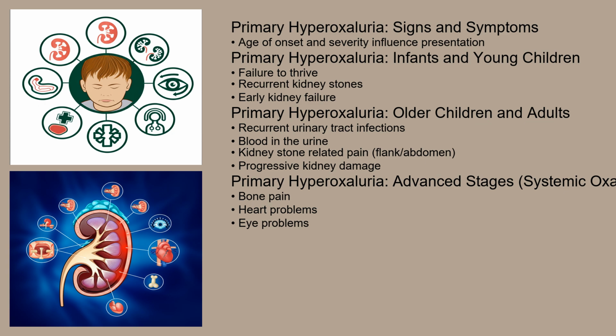The signs and symptoms of primary hyperoxaluria can vary depending on the age of onset and the severity of the condition. In infants and young children, it can present with failure to thrive, recurrent kidney stones, and early kidney failure. Older children and adults may experience recurrent urinary tract infections, blood in the urine, pain in the flanks or abdomen associated with kidney stones, and progressive kidney damage. In advanced stages, symptoms related to systemic oxalosis might appear, such as bone pain, heart problems, and eye problems.